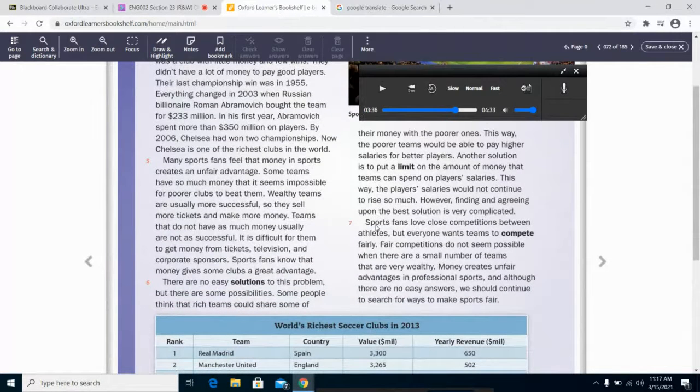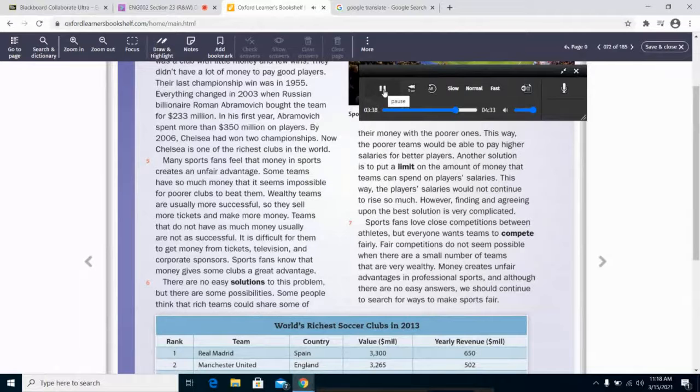Now, paragraph 6. Now, this paragraph has a solution to this problem. What's the problem? The problem is that the team which has more money wins easily. So, what should we do for the teams who don't have much money? Somebody has to find a solution. So what is the solution? Just listen to it.